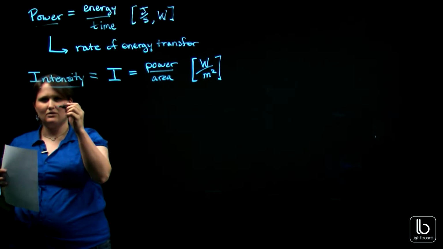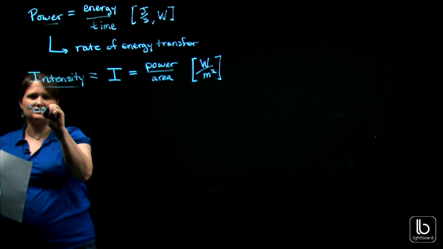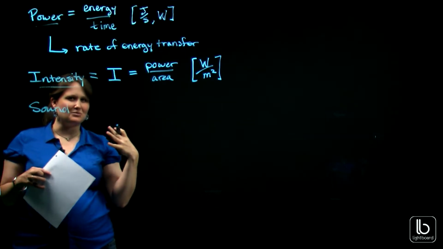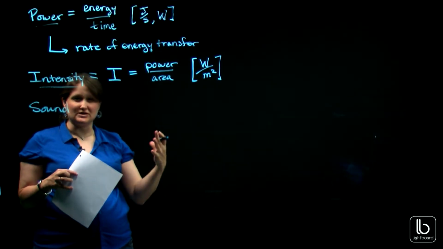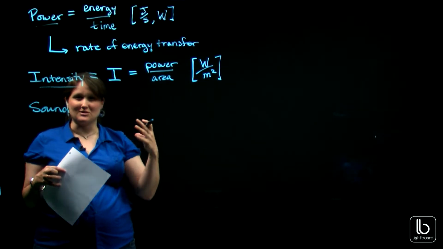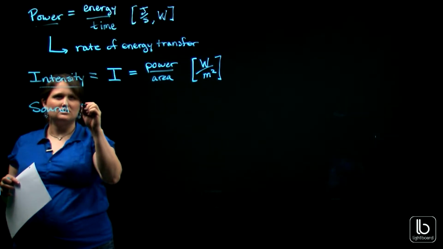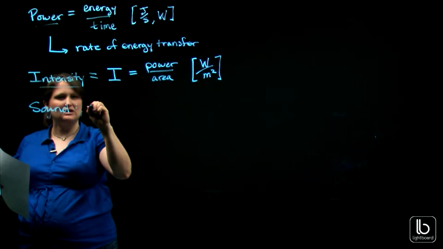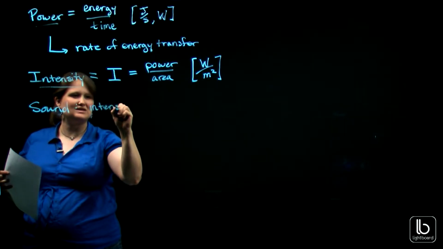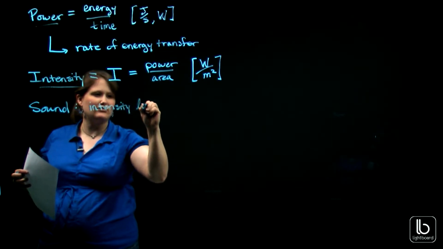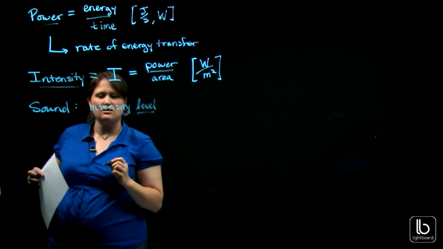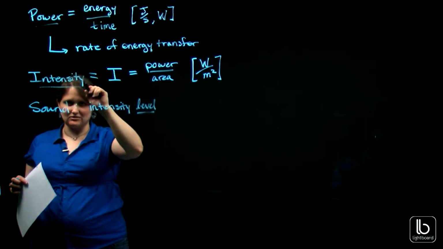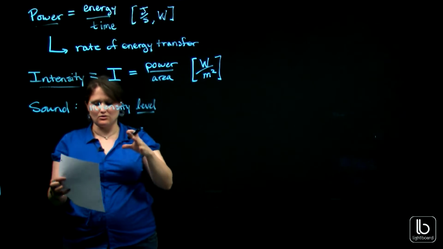So for sound, we commonly hear people throw around the term decibel. How many decibels is it? And that's kind of how we determine how loud it is. So for sound, we talk about the intensity level. Now, we have to be clear. The intensity level is not the same thing as the intensity. Okay, that's what this whole bit is about.